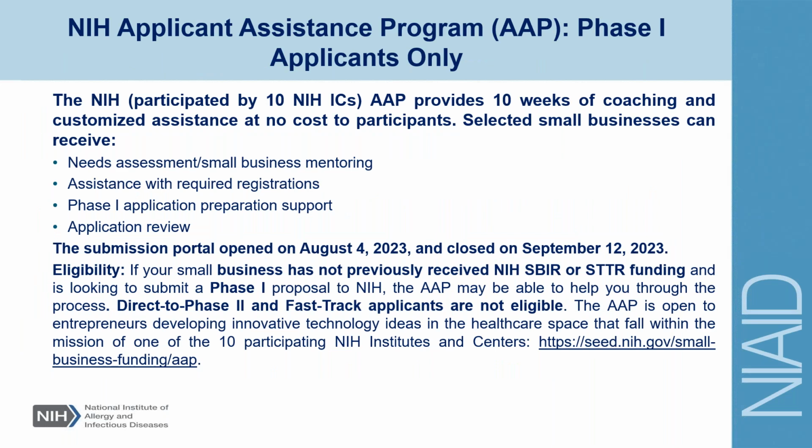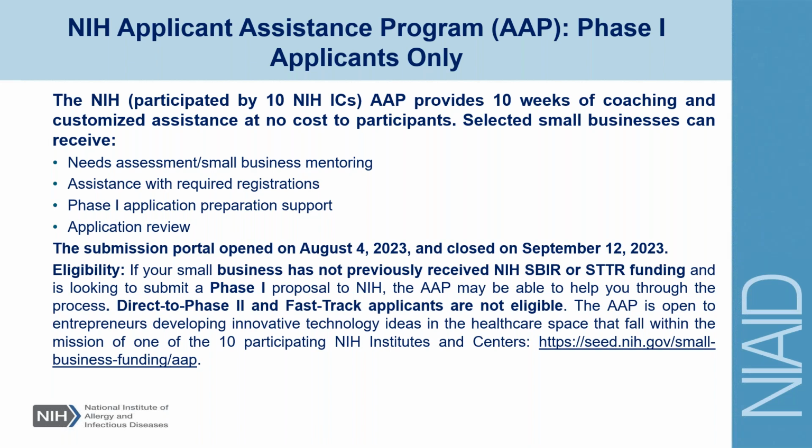So in case your application is not a fit for NIAID's mission, you may also consider participating in the NIH Applicant Assistance Program. Just to be clear, this program has some key differences from the NIAID AAP. It is for Phase 1 applicants only, and you must not have received any NIH SBIR STTR awards previously. The NIH AAP is participated in jointly by 10 other NIH ICs, and it provides 10 weeks of coaching and customized assistance at no cost to participants.